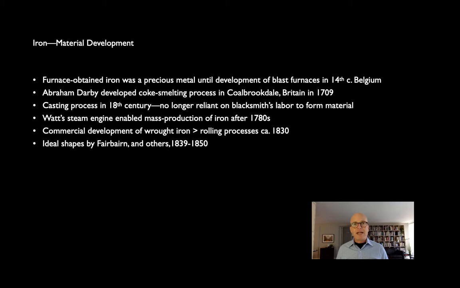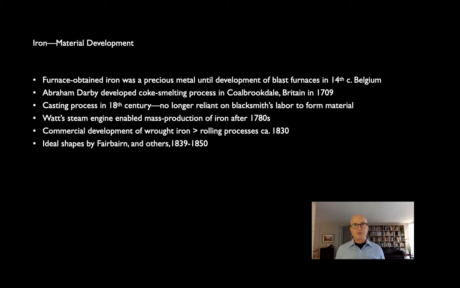Wrought iron, on the other hand, takes a little bit longer. It's a fussier process to refine the carbon out of iron ore. But by 1830 or so, we get not only improved methods of doing that, but we get better methods of actually working the result.